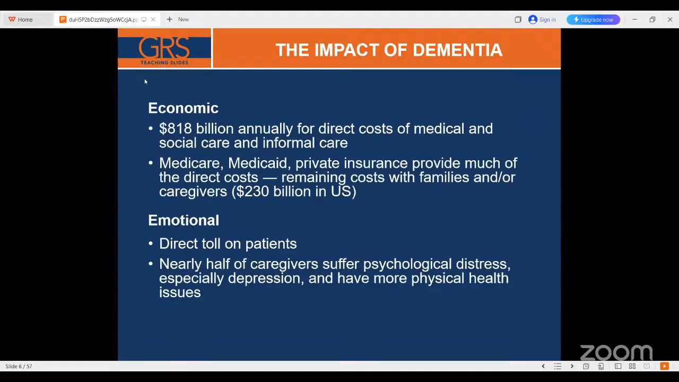Dementia also affects the economy, with 818 billion annually in direct costs of medical, social and informal care due to caring for patients with dementia. Most of these bills come from Medicaid and Medicare, which is health insurance, and the rest is from the patient and their family. It is also an emotional burden to the patient and their family.